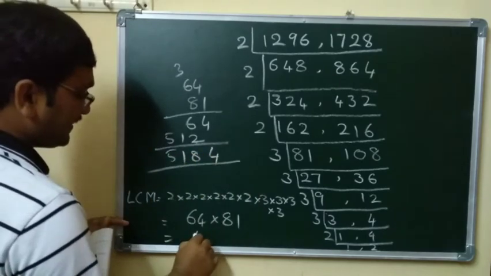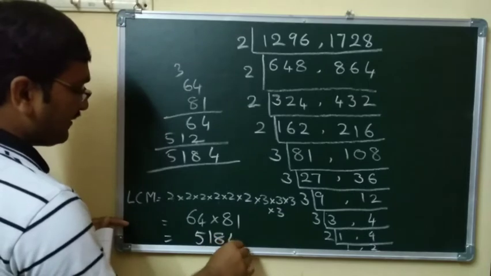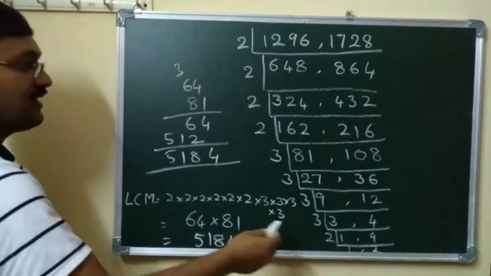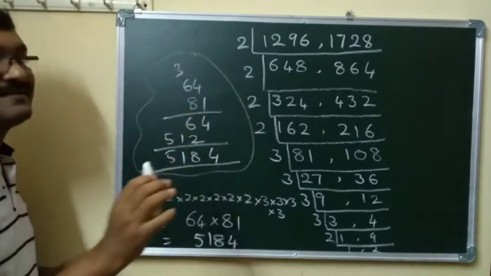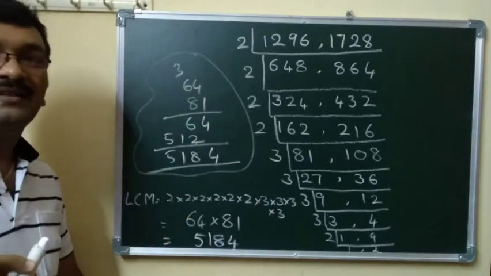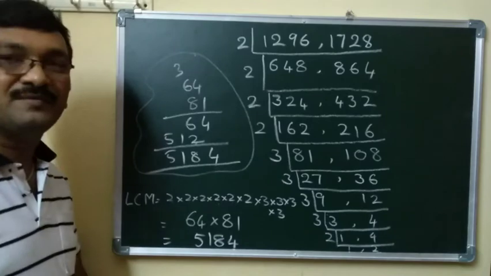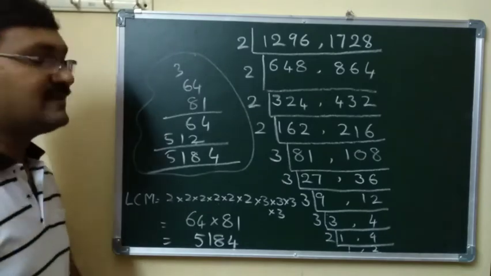So the answer is 1584. I don't have space on that side, that's why I did the rough work here. But you should always do it on the right side only. Okay, that side only you should do. So is there any doubt?